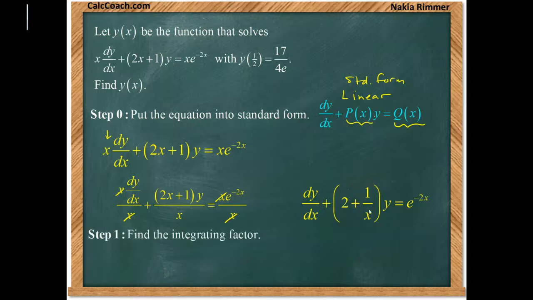Alright, great. Step 1 then will be to find the integrating factor. It's very important that we write the standard form equation in this manner so we can highlight exactly what p of x is, because the process of finding the integrating factor starts with integrating p of x. In this case, 2 plus 1 over x. Integrate that, the antiderivative is going to be 2x plus the natural log of x.